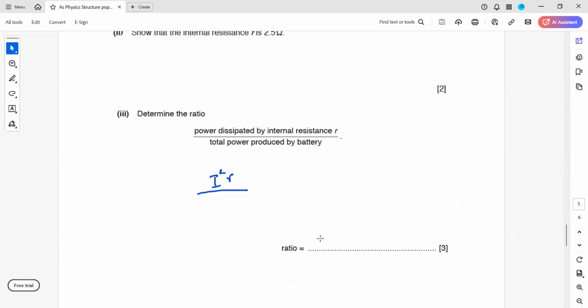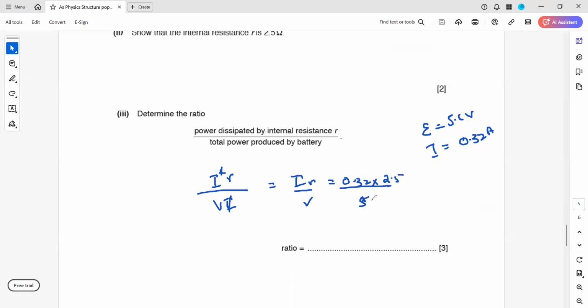What is the total power produced by the battery? For the battery, we know the EMF of the battery, it is 5.6, and we know the current coming out from the battery, that is 0.32 ampere. So for power produced by the battery, I can use the formula VI. I can substitute the values and work out the ratio here, or I can just cancel out I, then it will become IR over V. So 0.32 times the internal resistance, which is 2.5, divided by the voltage 5.6.